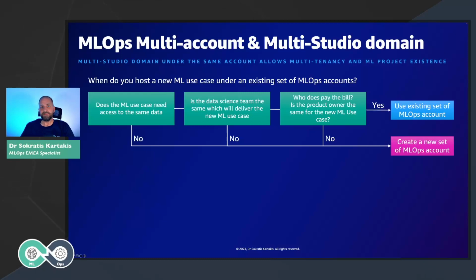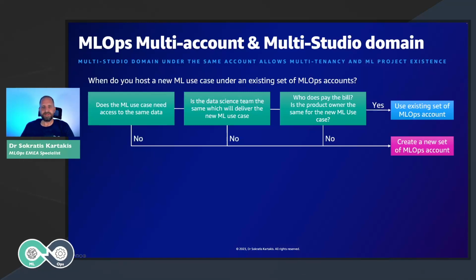That means that this team has access to pictures, for example, from your machines. They don't need to have access to the financial data. In that case, you need to have two different sets of accounts. And let's imagine, okay, the two different teams, they have two different data science teams as well.